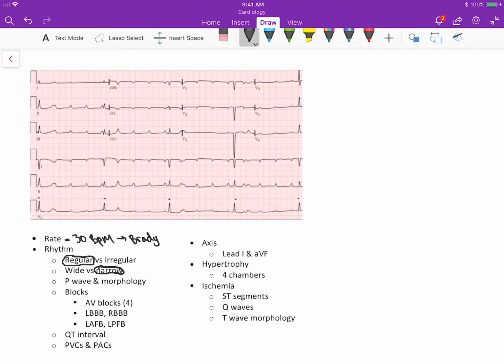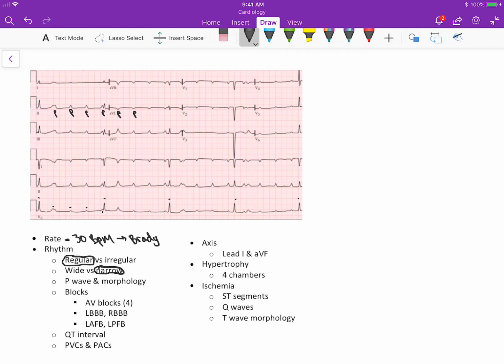P-wave morphology. Okay, this is where it gets interesting. So if we look at lead 2, reflexively we should always look at lead 2 for our P waves. This would be a T wave. And then this would be a P wave. Looks like there's a P wave here, P wave here, P wave here, P wave here, P wave here, P wave here. Let's look at our long lead precordial V6, which is at the bottom. P here, P here, P here, P here.